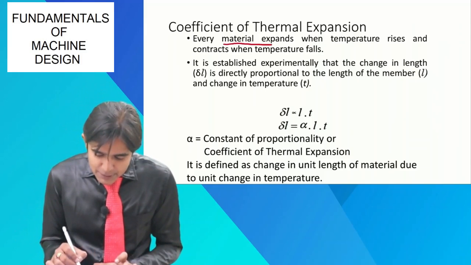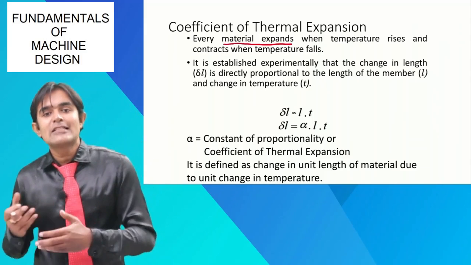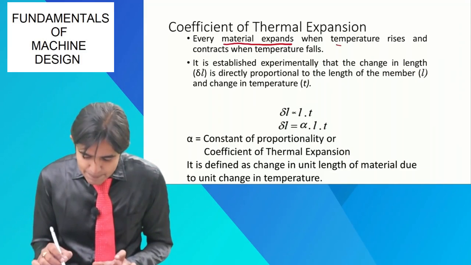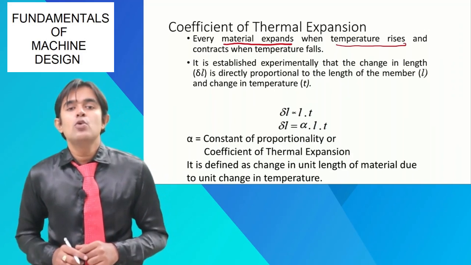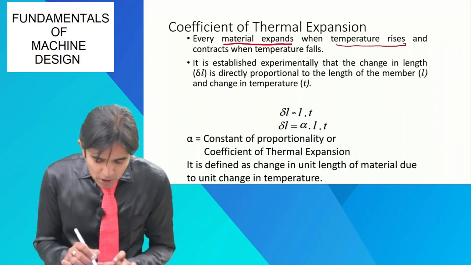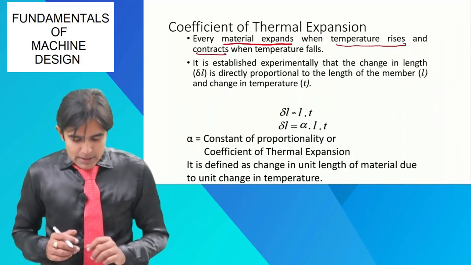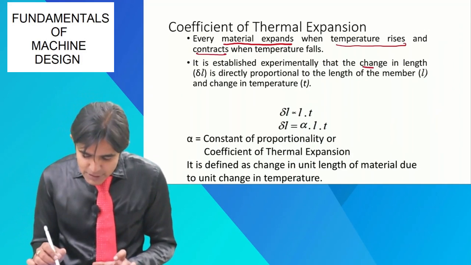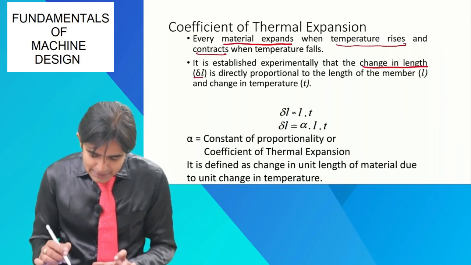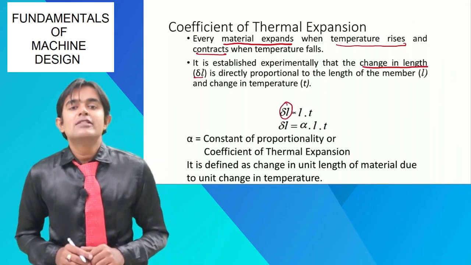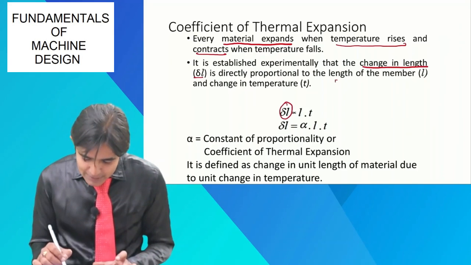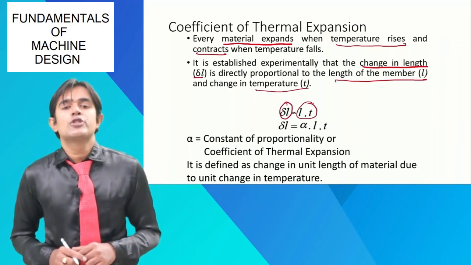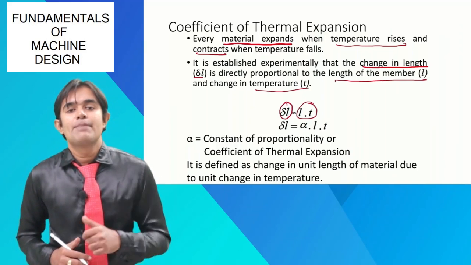Every material expands, or rather it can expand or contract, due to change in temperature. So when the temperature rises, it is going to expand, and if it contracts, then the temperature falls. It is established that change in length delta L is directly proportional to the length of the member and temperature. So delta L is proportional to length and temperature.